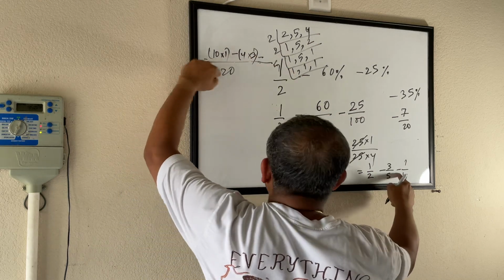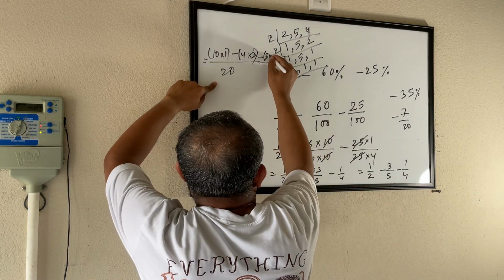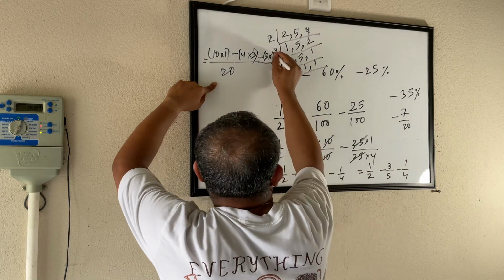There is a minus sign. Put the minus sign. Then how many times of 4 gives me 20? 5. Multiply that with the numerator, which is 1.